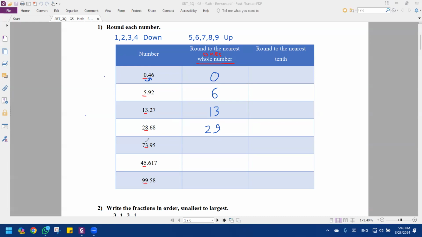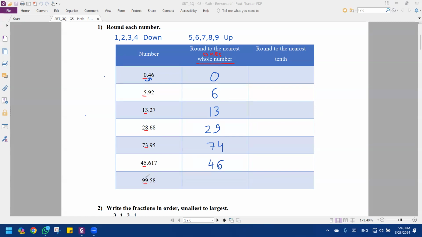Next one, we have 3. We look one value behind, it is 9. 9 means round up, 74. Then we have here 45. So 5, we look one value behind, 6. 6 round up, 46.